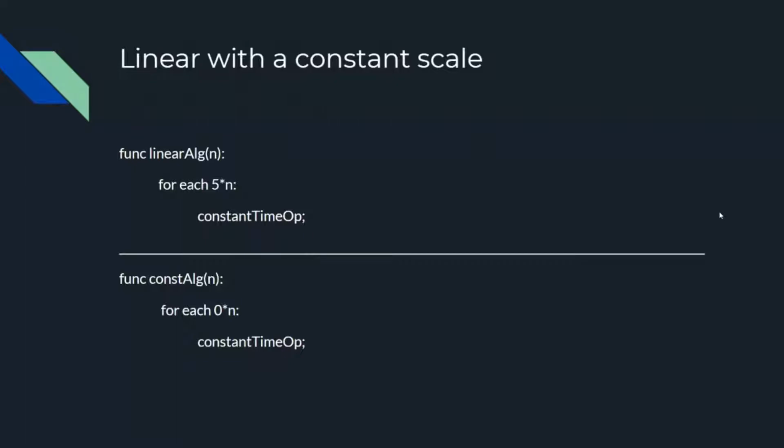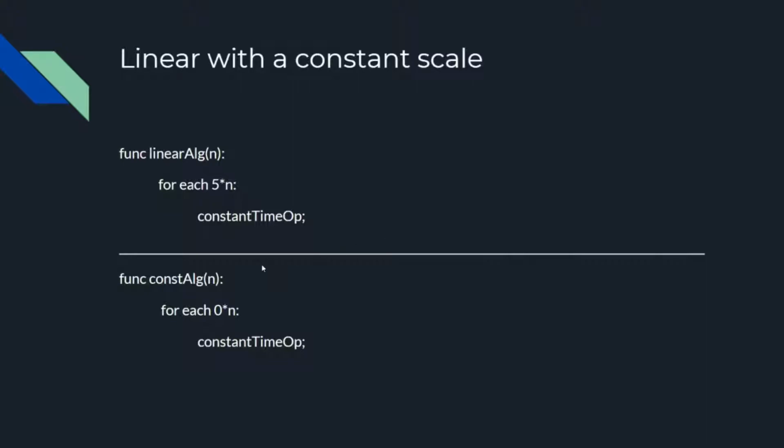Now here, linear with a constant scale. So if you're passed n, for every n you're going to multiply n by 5, so you would go between 1 and 5 times n. So this is still going to be linear, but it is going to be scaled. So you definitely want to watch out for that, because it's not necessarily going to be n squared, because it's not squared by itself, but it is going to definitely be longer than your standard linear.